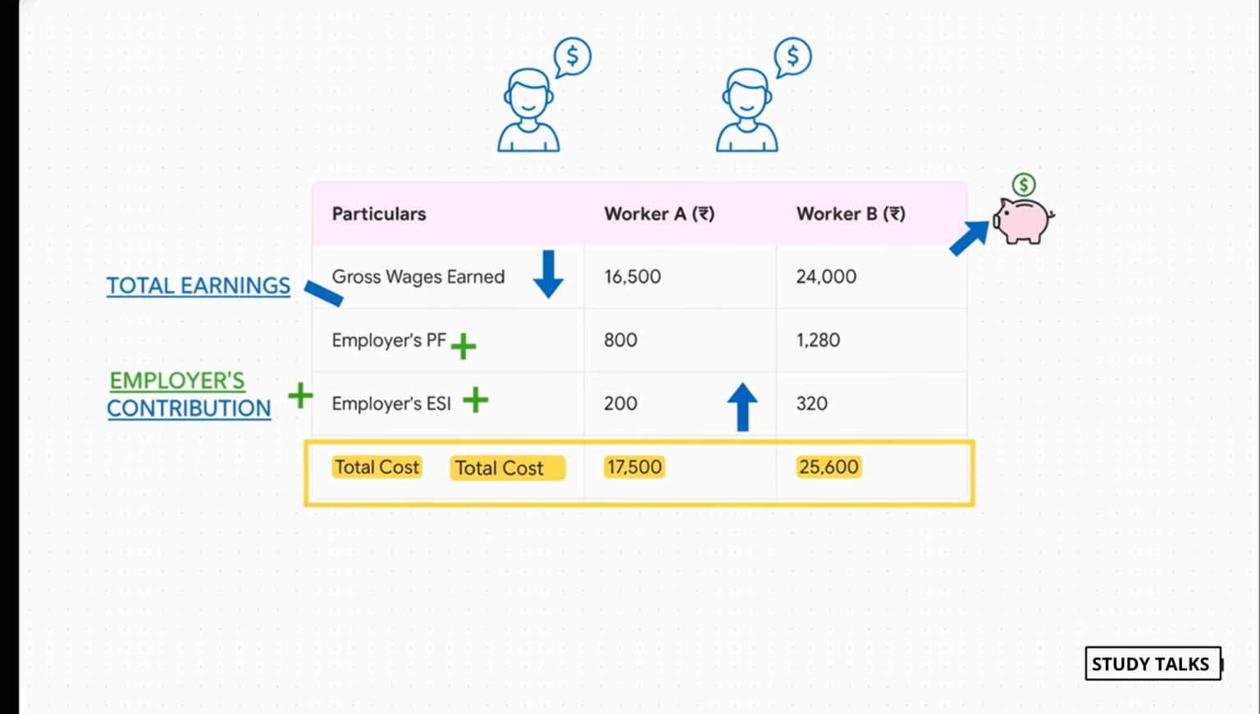Part 1 of the problem is just figuring out the total cost to the company for worker A and worker B. So we calculate their gross wages, which includes that overtime for worker A. Then, and we're not going to forget this, we add the company's own PF and ESI contributions. That gives us our total cost to account for, $17,500 for A and $25,600 for B.